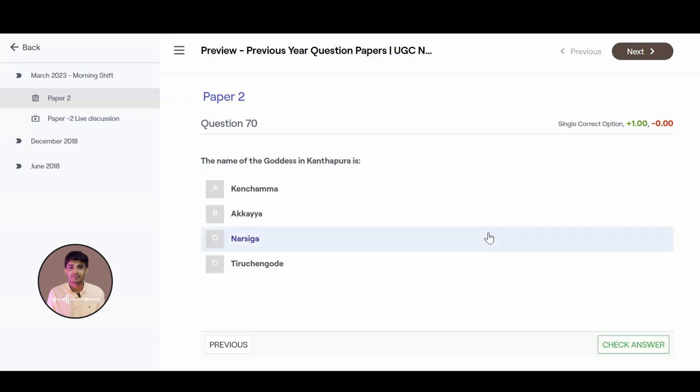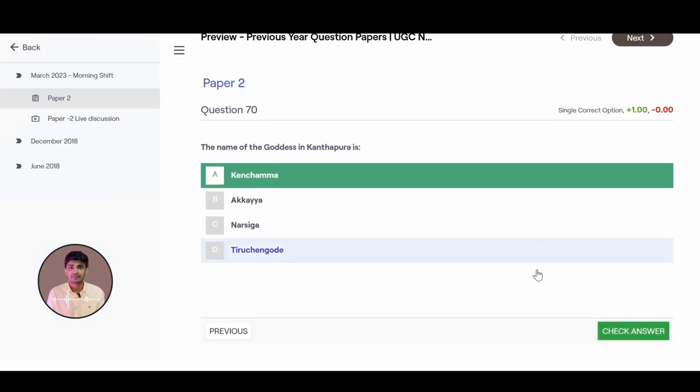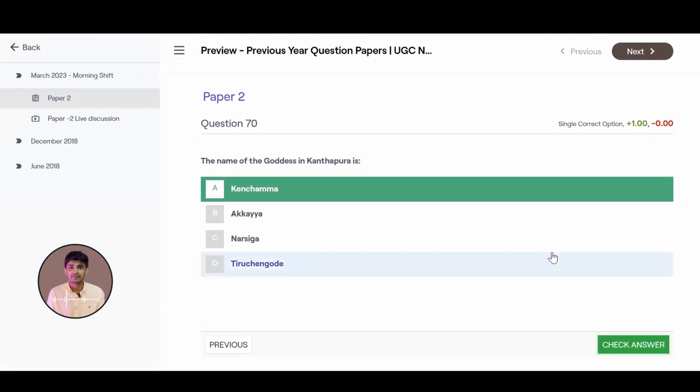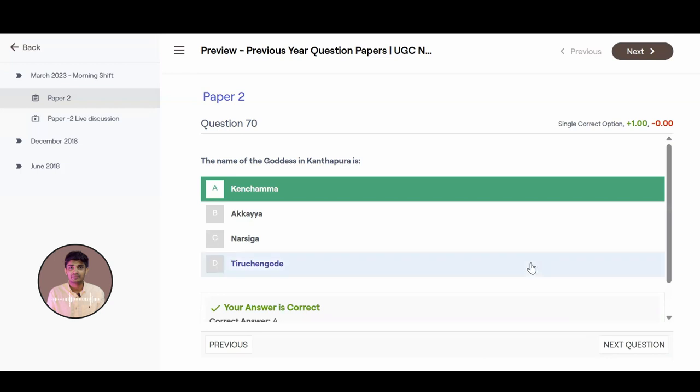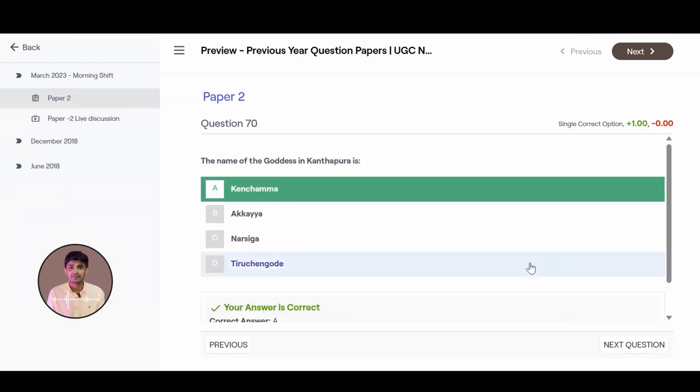70th question. The name of the goddess in Kanthapura is dash. I taught Kanthapura two classes ago. The name of the goddess in Kanthapura is Kenchamma. Let's see if A is the answer. Kenchamma is the right answer. You might remember me telling you that in Kanthapura the characters have nice names: Waterfall, Vengamma, Kenchamma, Rakkamma, etc.